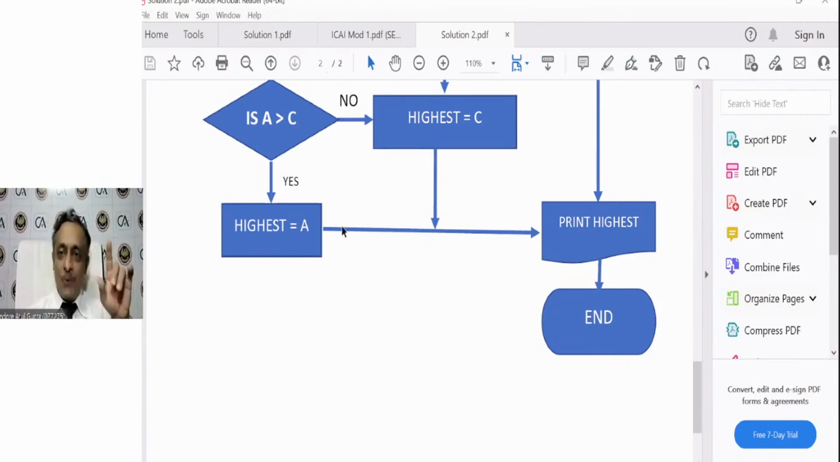So that is flowchart number 2. Then I'll send it to the institute. They will upload it for all of us. Yeah. So let us look at the third solution. Just give me a second to bring that third one.